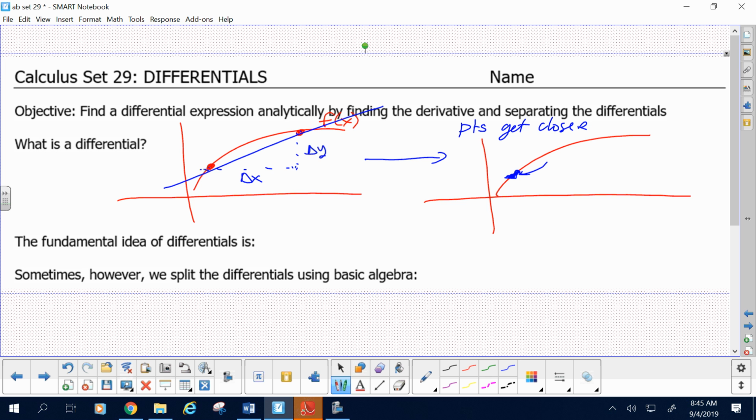This microscopic delta y is called dy. It's a tiny delta y. Tiny, tiny, tiny, so close together that they don't even look like two points. They look like one point. So this side of the triangle is obviously dx. And if I talk about little dy over little dx, that's change in y over change in x. That's slope, right?